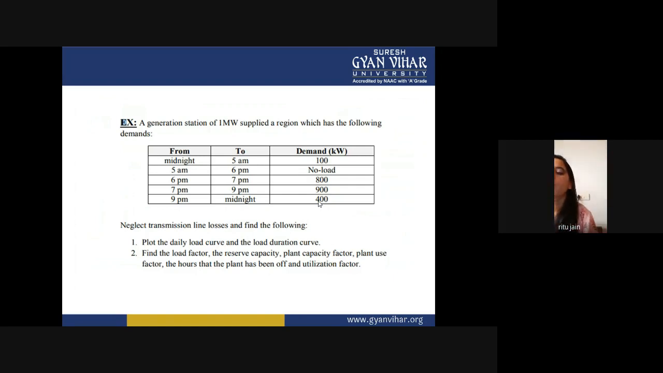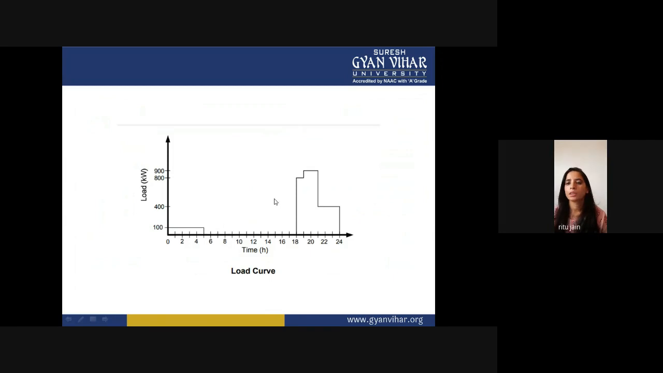Plot the daily load curve and the load duration curve. So first we have to plot the daily curve. After that we have to plot the load duration curve. So the table is given from which you can take the time duration and easily draw the load curve. See, this is our daily load curve. So first we have to take time on the x-axis, which is 24 hours. Then on the y-axis we are taking the load.